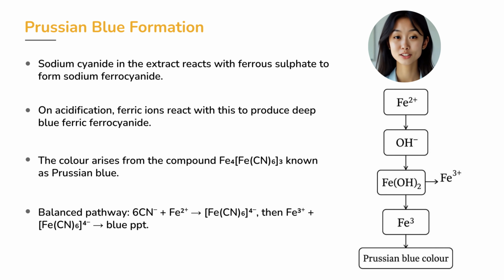Let's put the sodium fusion extract to use, starting with nitrogen. If nitrogen is present, sodium cyanide forms during fusion. This cyanide ion reacts with ferrous sulfate to yield sodium ferrocyanide. On acidifying the mixture, ferric ions react with the ferrocyanide to produce a deep blue compound known as Prussian blue. The reactions are 6 cyanide ions plus ferrous ion give ferrocyanide ion, which then combines with ferric ions to produce ferric ferrocyanide, the Prussian blue precipitate.